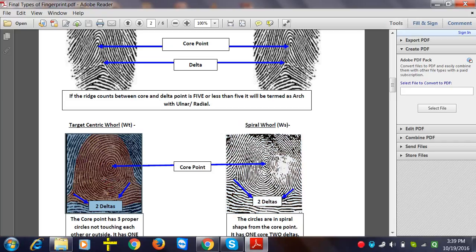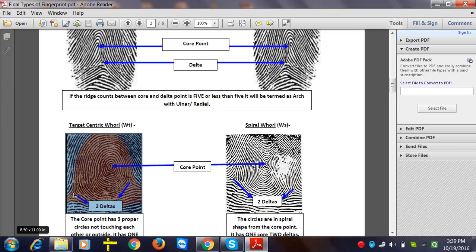What is target centric whorl? From one core, there are circles making up, independent circles, and they're not touching each other at all. Those will be called target centric whorl. The lines are not at all touching. The center three circles should not touch each other. In spiral whorl, it's making like a spiral, so the lines are touching and it's called the spiral whorl. How do we do the ridge count?